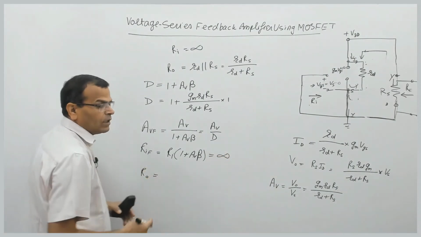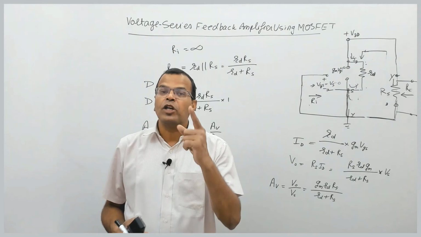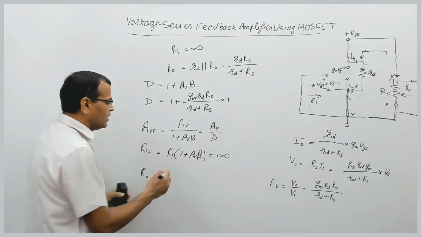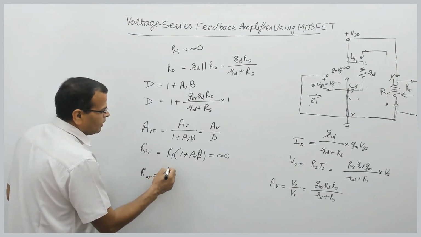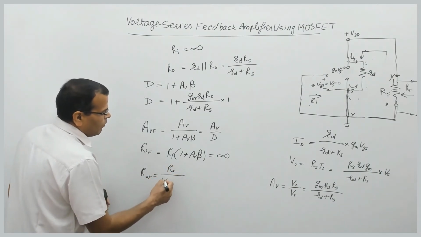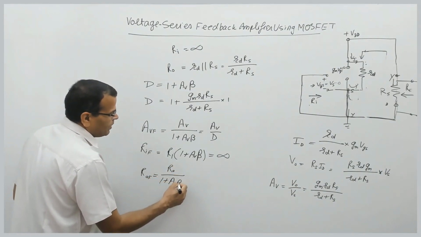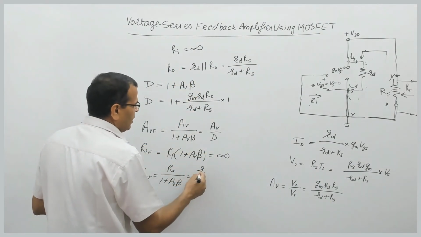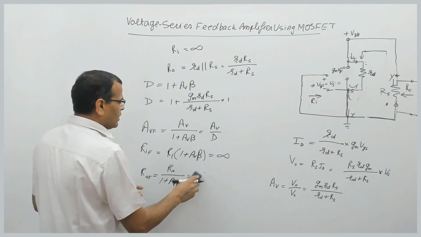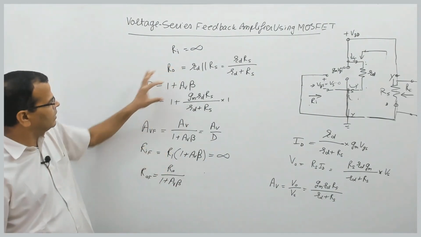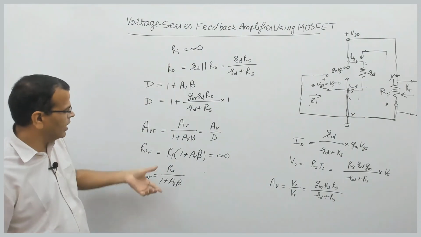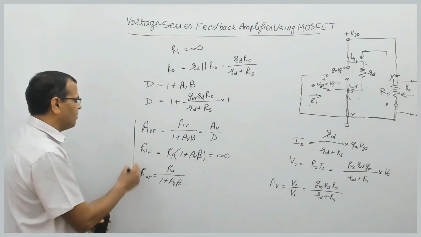Output resistance, here it is voltage sampling, which is shunt sampling, and in shunt sampling output resistance decreases. That means output resistance with feedback will be R0 by 1 plus AV into beta. So R0, you know, that is RD in parallel with RS. Of course you can put it, this D is this factor. So by putting this and this, you can get the output resistance with feedback.